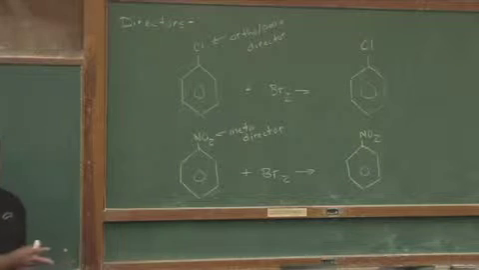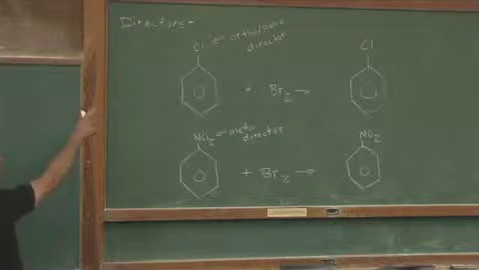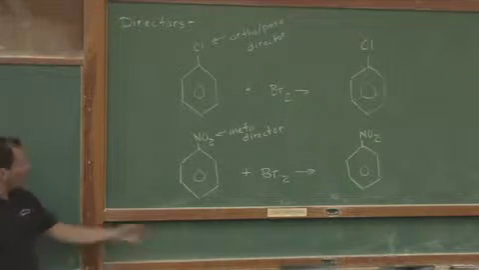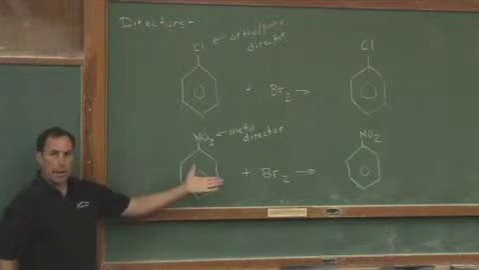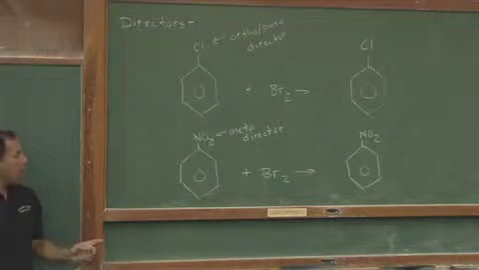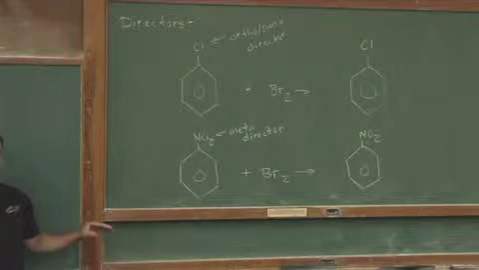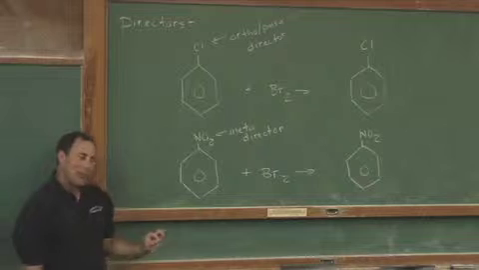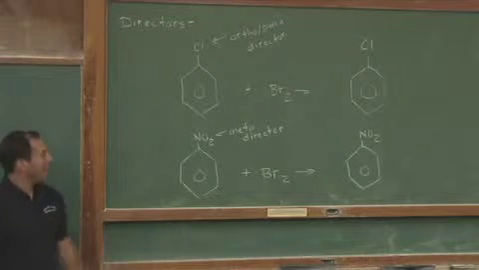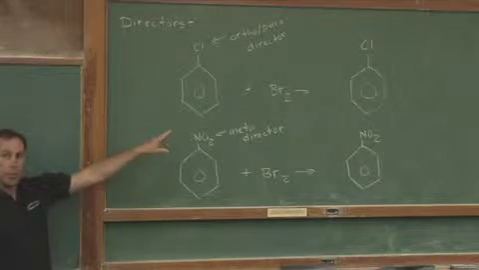They behave differently. Directors, it's the chlorine, it's the nitro, it's the group that's already present on the ring that's going to direct where the next substitution occurs. So both of these reactions are the same. Both of them are going to involve a substitution of hydrogen with a bromine. We need to add Br2 to the mix.